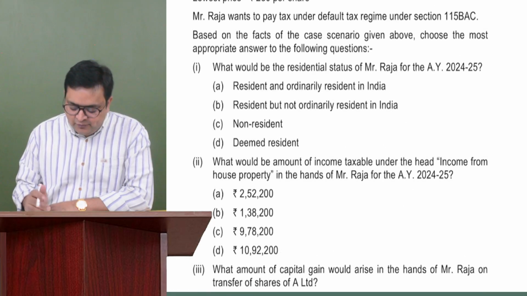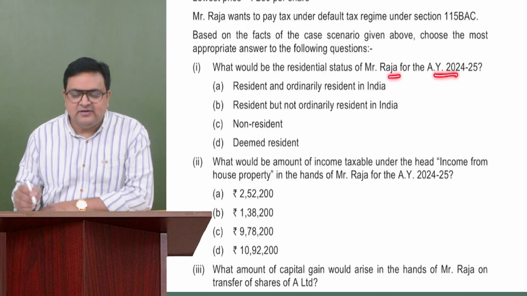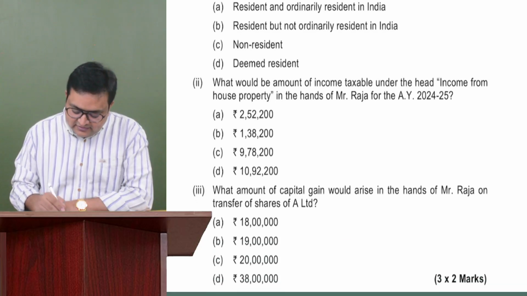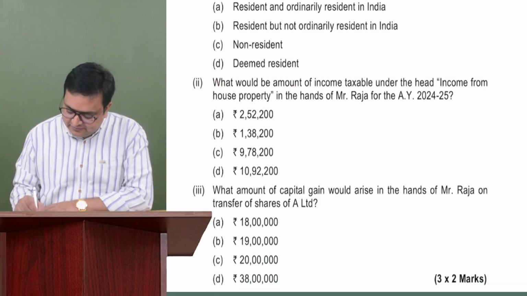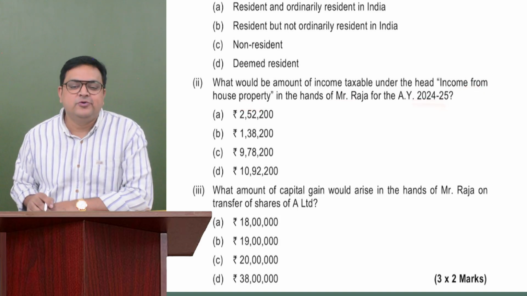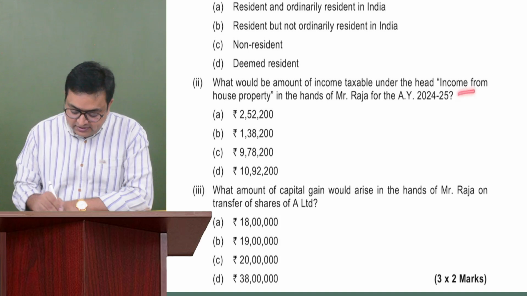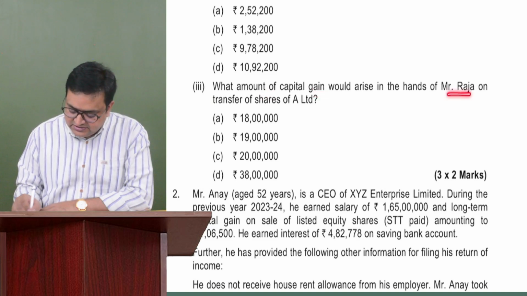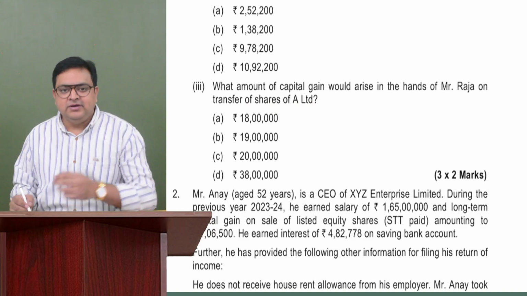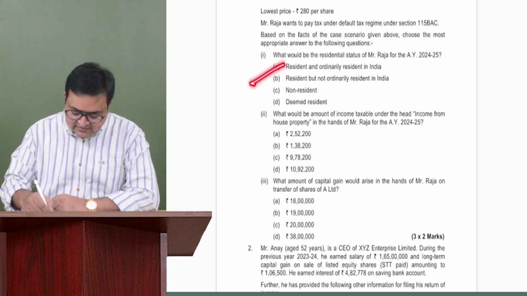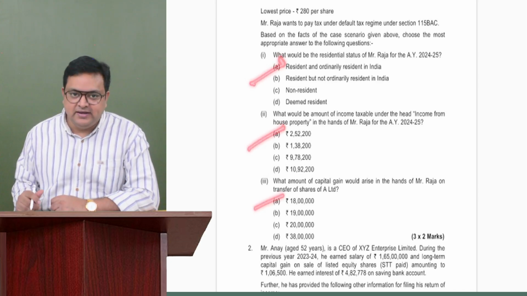So it says, what would be the residential status of Mr. Raja for this assessment year? So the first question is regarding the determination of residential status. The second point says, what would be the amount of income tax payable under the head income from house property in the hands of Mr. Raja for assessment year 24-25? So here we need to compute the income from house property. Third says, what would be the amount of capital gain that would arise in the hands of Mr. Raja on transfer of shares of A Limited? So he must have transferred some shares and they are asking about the capital gain. So three questions: one is residential status, house property income, and capital gains.